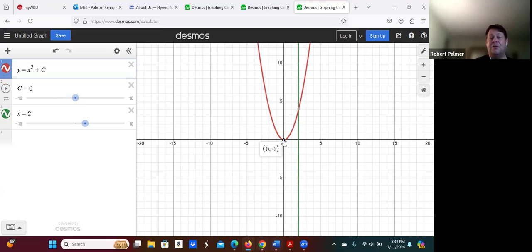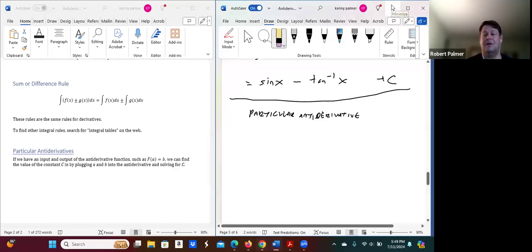So the only value that will give me the same derivative here at 2, and will have this point on the function, is only one of those possible parabolas. That fixes it and tells me exactly which one it is. So I can find the value of the constant if I know a point on the graph, an input and output.